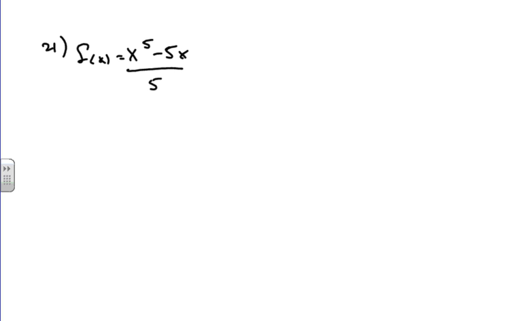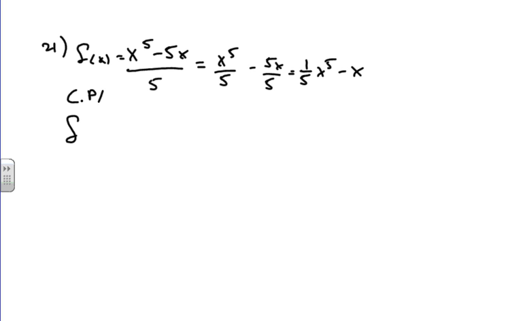What we have for this one is f of x equals (x to the 5th minus 5x) over 5. Once again, I'm just going to simplify this a little bit. I'm going to divide the 1/5 into both terms, x to the 5th over 5 and 5x over 5, which simplifies to 1/5 times x to the 5th minus x. By doing so, I can find a derivative, because once again my first step is to find the critical numbers or points.